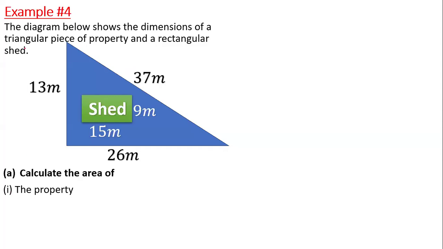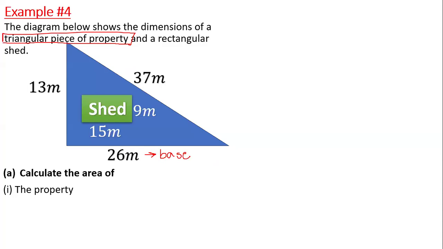And they told us here, they said, the diagram below shows the dimensions of a triangular piece of property. So basically, I said that in the chat. All you need to do is find the area of a what? Of the triangle. So do we have all the information that we need? Yes, sir. We know what the base is, right?